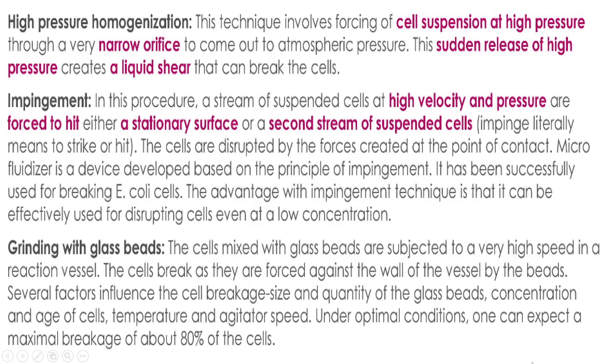The cells are placed inside a reaction vessel containing glass beads, and the cells are ground. Several factors influence the cell breaking: the quantity of glass beads used, the concentration and age of the cells, the temperature, the agitator speed, etc. Under optimal conditions, you can expect breakage of up to 80% of the cells.